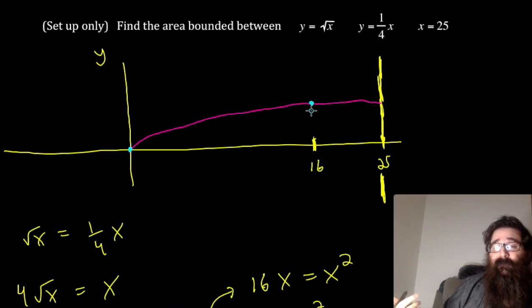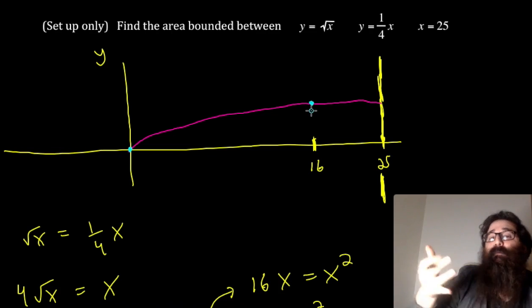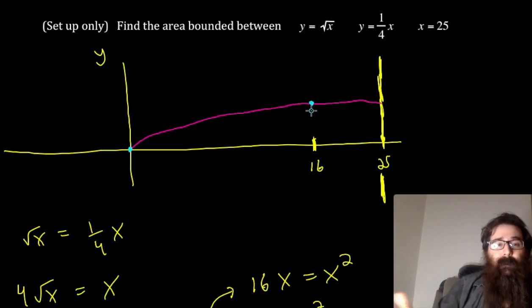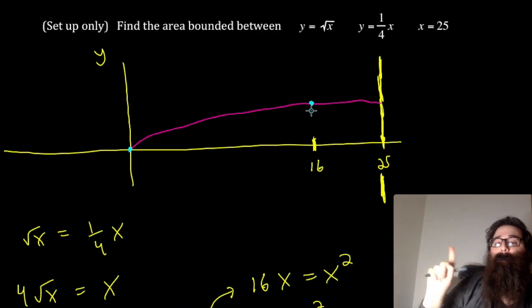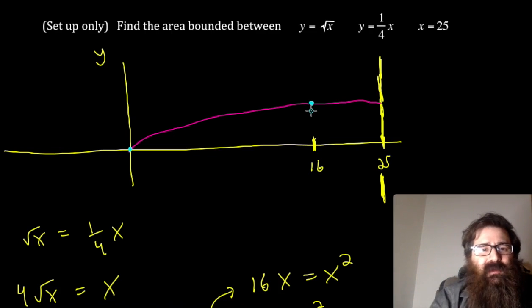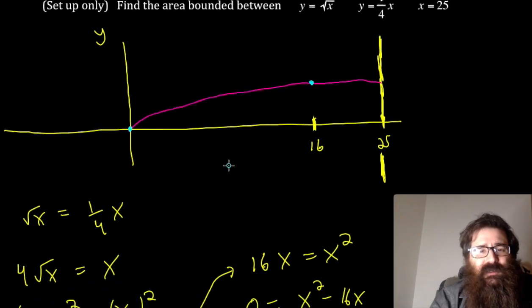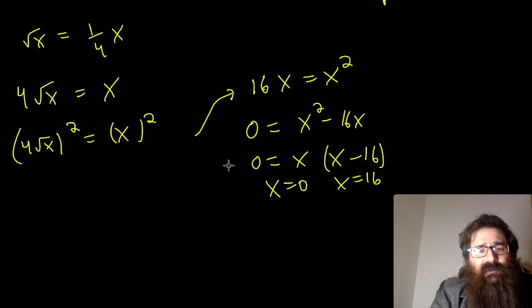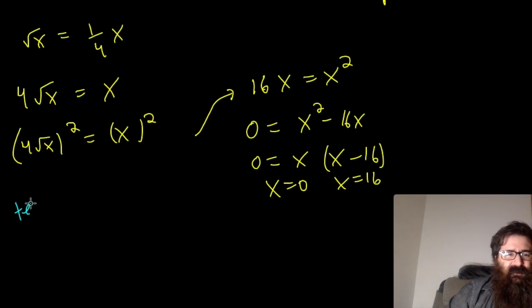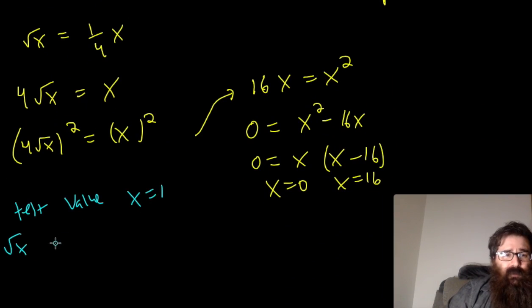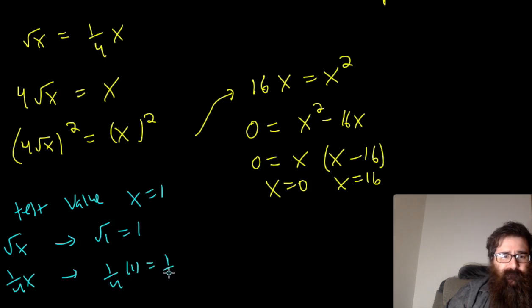Okay, that's great information, friend, but I also want to know which is the upper function and which is the lower function. Yes. So what I can do then is go ahead and pick a test value in each of these regions. Something between 0 and 16, I'll be honest, I would just pick one. Say test value x equals 1. We have square root of x, which gives us square root of 1, which is 1. And then we have 1/4 x, which gives us 1/4 times 1, which is 1/4.